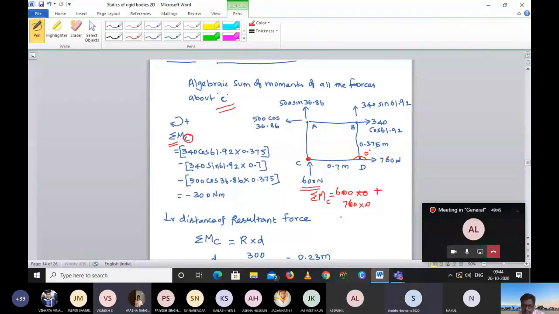What about the next one? Shall we take the other forces? How many forces are here? 4, sir. So four forces. Can we take the point A now? Yes, sir. So what about this 500 sine 36 having a distance with respect to C? 0.375 meter. No, I want Soban to answer. Soban? 0.375, sir. Wrong.